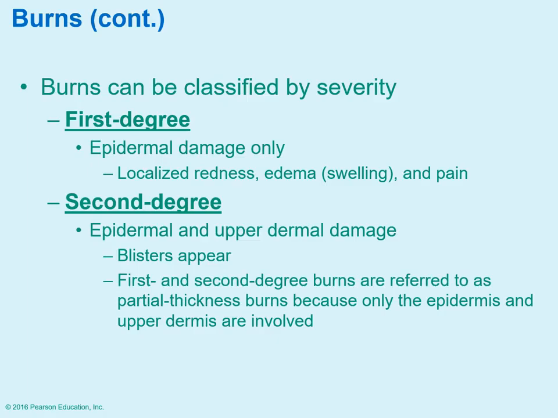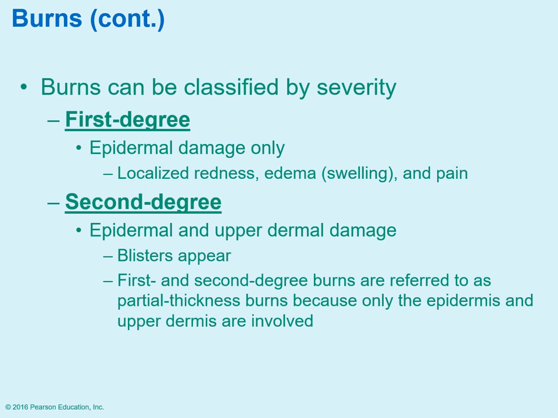So we classify burns according to their severity. A first-degree burn is when just the epidermis has been damaged. Usually you're going to have redness, not all over the body, but just localized. You're going to have some edema, which is swelling, and some pain. Remember, in the epidermis you have those nerve endings, so they've been stimulated. So you're going to know that you have the burn.